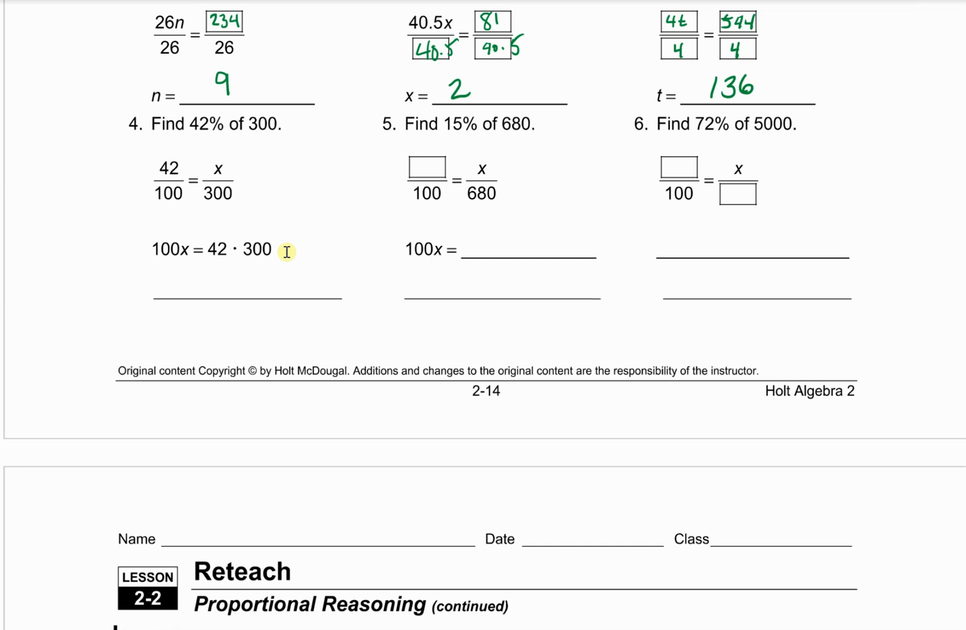If you look down here at question number 4, find 42% of 300. 42 out of 100 equals x out of 300. You're going to do some cross products here. We're basically going to divide by 100. And that is going to give me, let's see, 42 times 300 divided by 100.